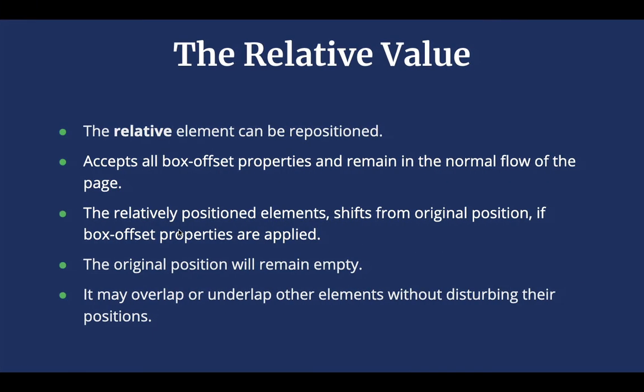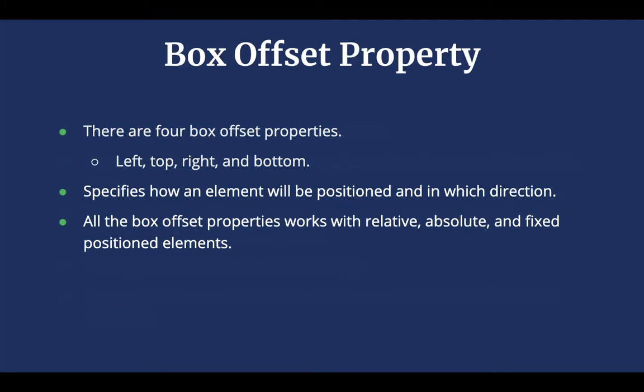Let's see here. With the relative value, we can reposition our element anywhere on our page, and the relative element accepts all the box offset properties. So now let's see what exactly the box offset properties are. There are 4 different box offset properties. We have left, top, right and bottom. The box offset properties specify how exactly an element can be positioned and in which direction.